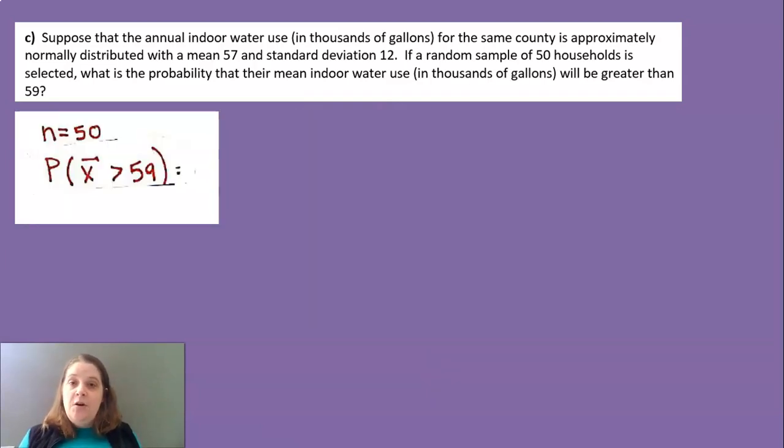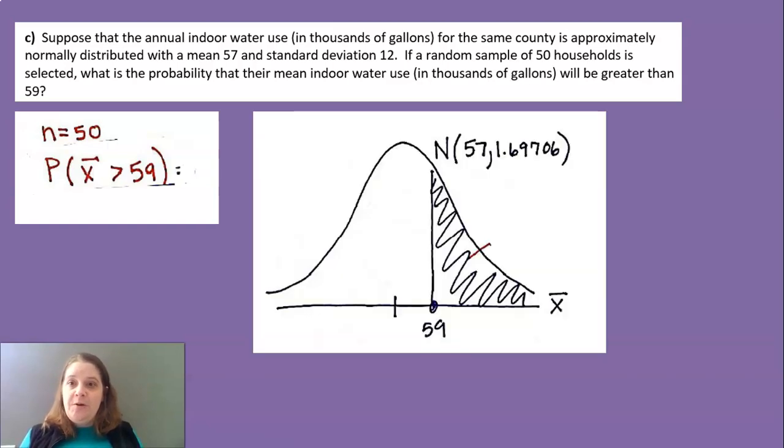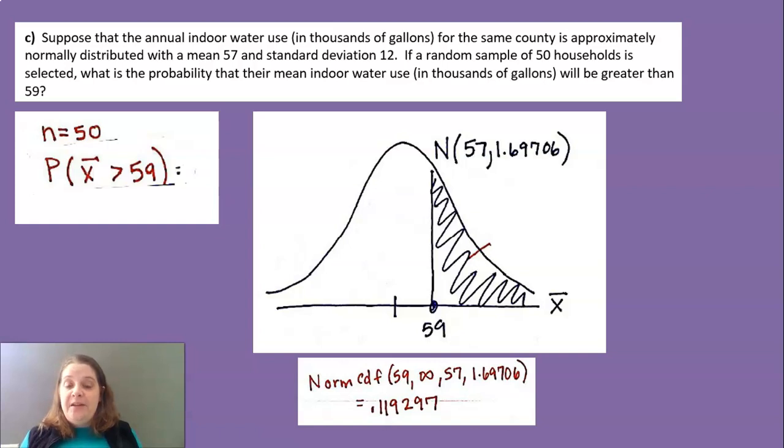All right, so what do I know? What's the probability that x bar is greater than or equal to 59? I can draw my picture. There's the x bar on the axis, 59 is the boundary, shaded to the right for greater than. I know the mean is 57, and the standard deviation is 1.69706. Using normal CDF from 59 up to infinity, I end up with a probability of 0.119.